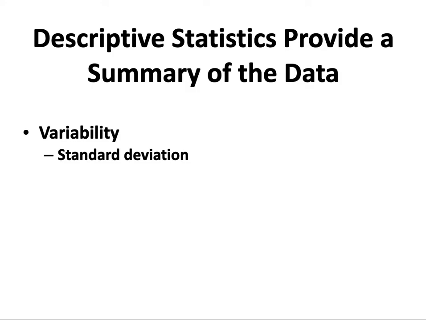Variability. In a set of numbers, how widely dispersed the values are from each other and from the mean. A standard deviation is a statistical measure of how far away each value is, on average, from the mean.